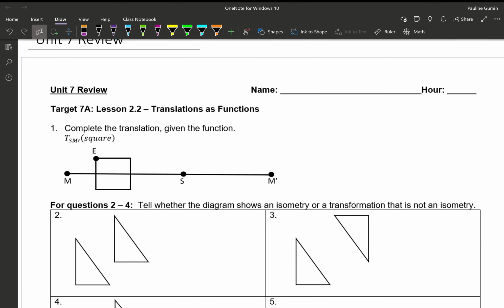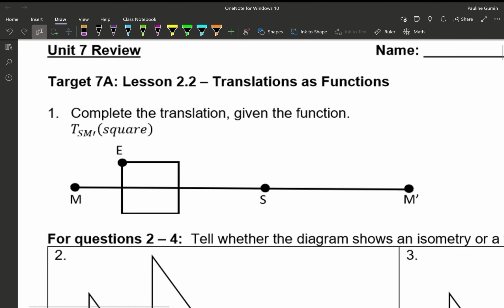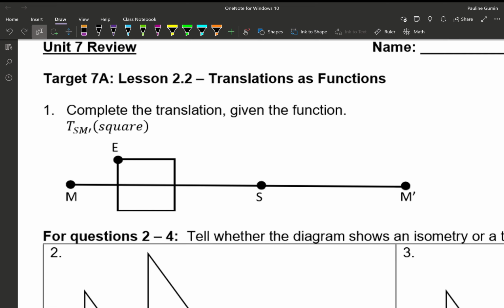Let's get started. Okay, number 1 asks us to complete this translation. Given this function, SM prime square. So what is this telling us? This is telling us to translate the square the distance of SM prime, in the direction of SM prime. So first, let's find out the distance and direction of SM prime.